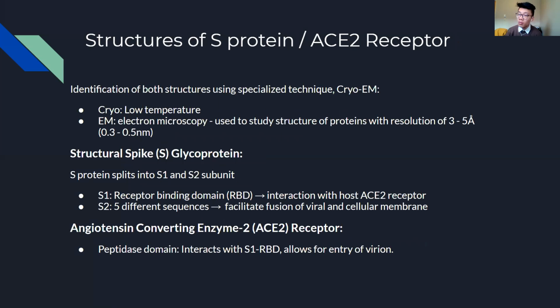Before we go into the mechanism of infection of SARS-CoV-2, we need to identify the proteins involved in the viral entry. In this case, the S protein of the SARS-CoV-2 virus and the ACE2 receptor of the human host. Researchers have already conducted studies to identify the protein structure of both proteins using Cryo-EM. Cryo-EM, with cryo meaning low temperature and EM meaning electron microscopy, is an electron microscopy technique used to identify protein and molecular structures with resolutions of 3 to 5 angstroms.